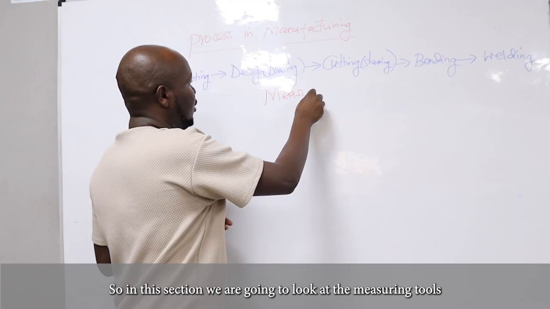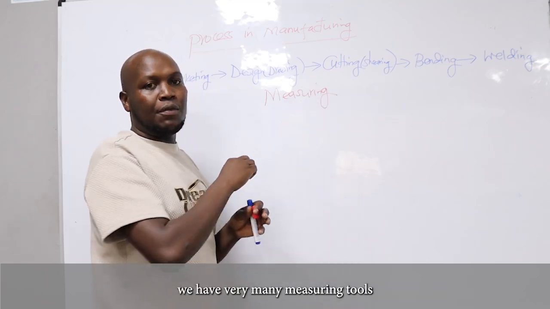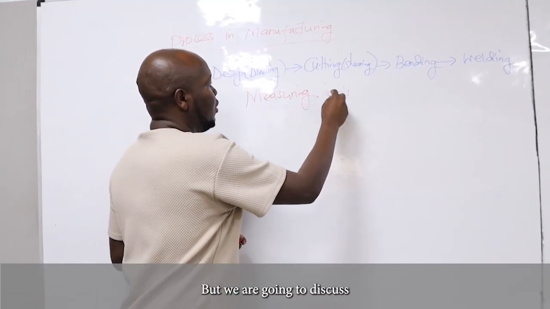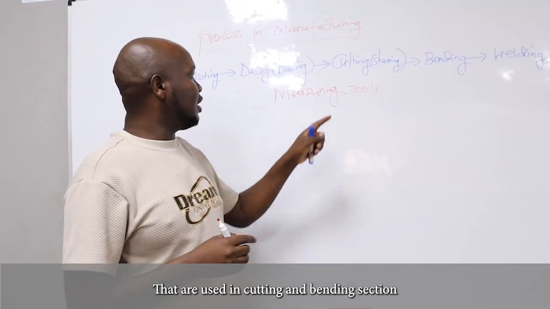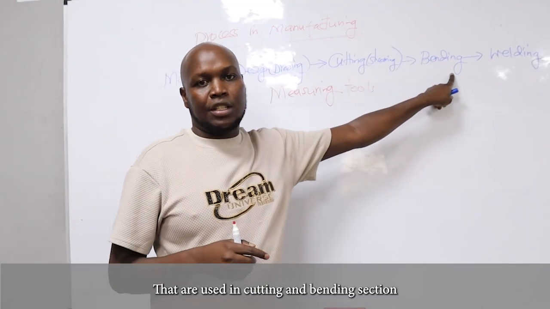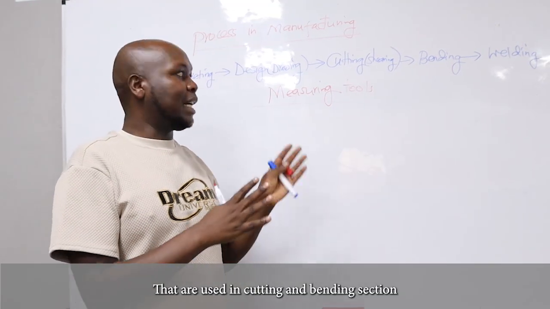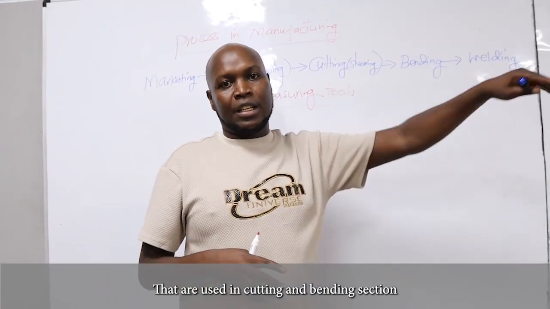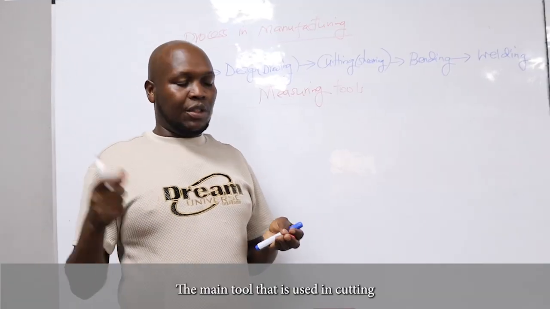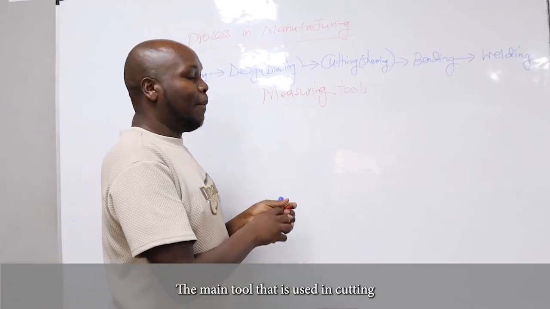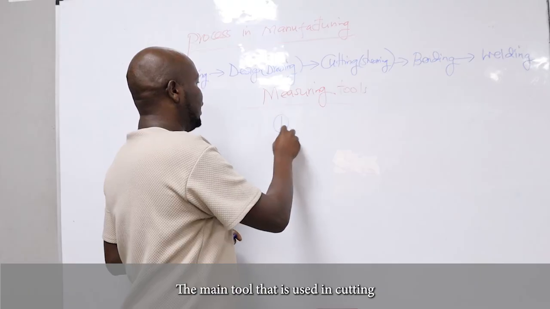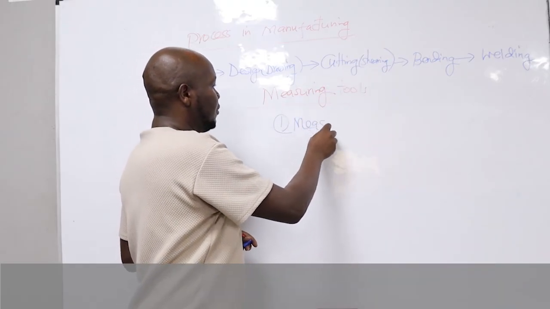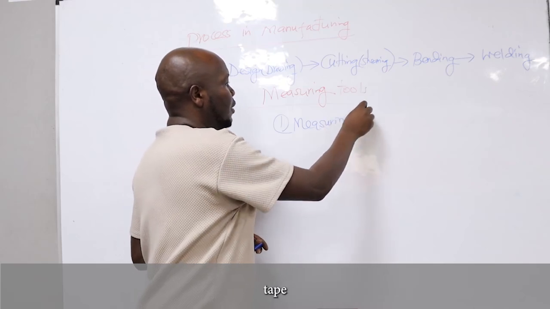Among the measuring tools, we have very many, but we are going to discuss only the tools that are used in the cutting and bending section, because I teach only cutting and bending. There will be somebody else who will be discussing welding and the tools of measurement used there. So the main tool that we use in the cutting and bending section is what is known as the measuring tape.